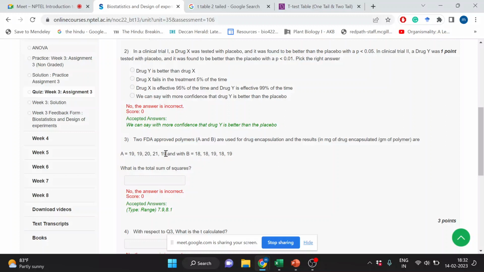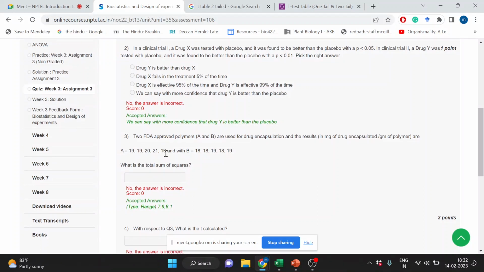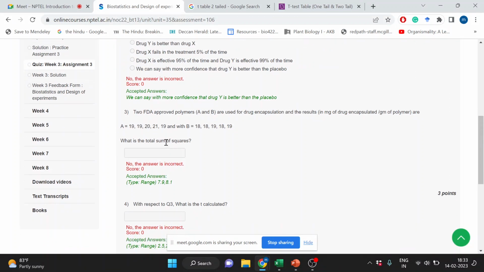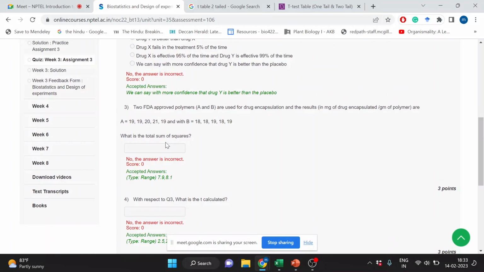So they have tested it for certain properties of the polymer, encapsulation property, I guess. You need to just tell whether they are different or not. And while doing that, they've asked us to calculate certain things, which in ANOVA you do.